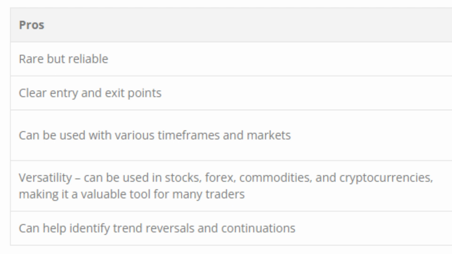You can use it with various time frames, different markets. It's versatile, right? Stocks, Forex, commodities, even crypto can use it. It's a valuable tool that way. It can help you identify trend reversals, continuations. Now, of course, there's cons.